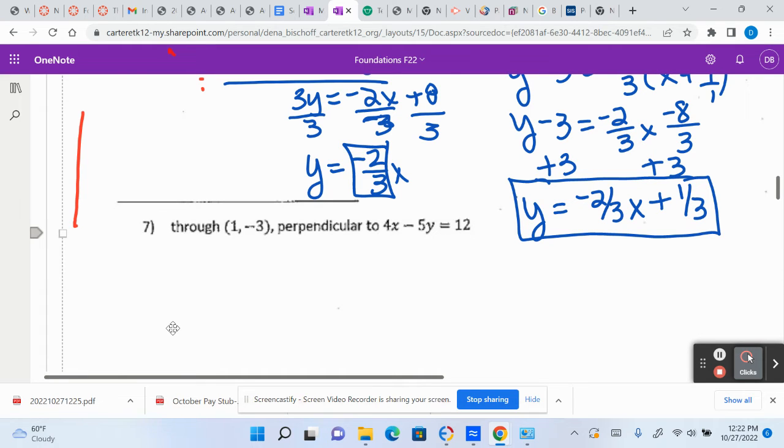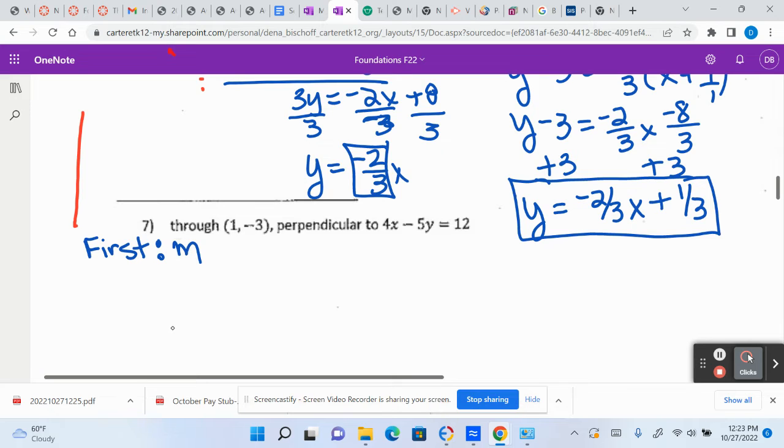So number 7. Kate, didn't you say you wanted to do number 7? Oh, I thought that's what you whispered. Dakota wants to do it. Okay. So we're finding a perpendicular. What do we need to know first? Every single time we talk about perpendicular or parallel lines, we need to know what? M. So we have to find M from this equation. 4x minus 5y equals 12.